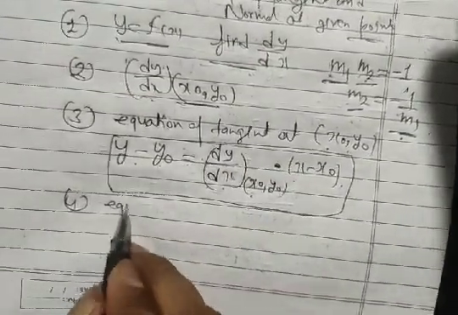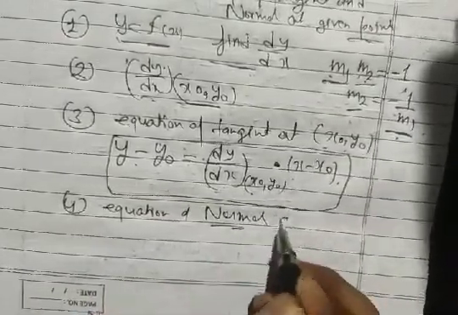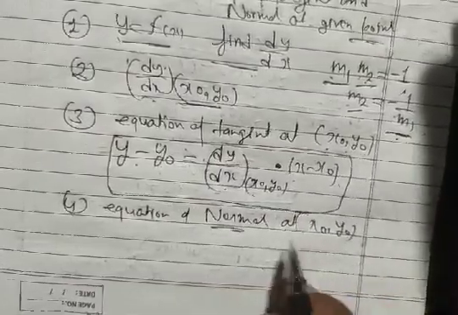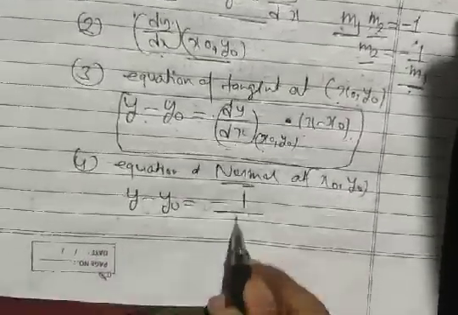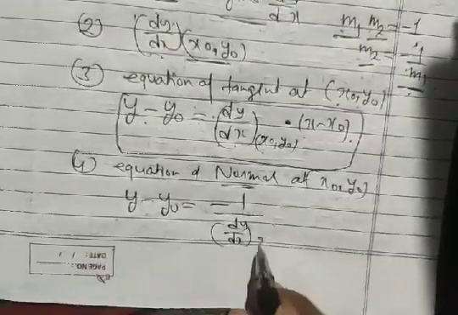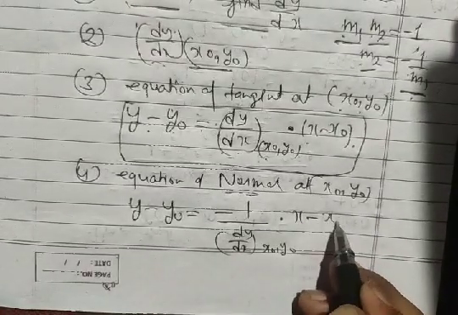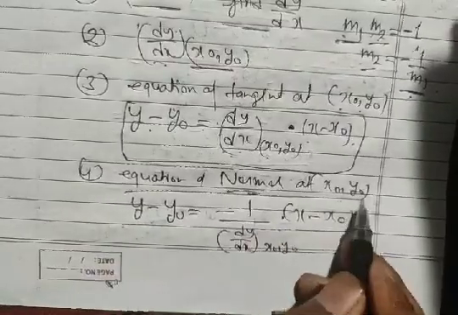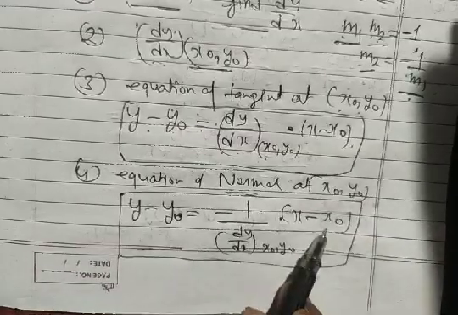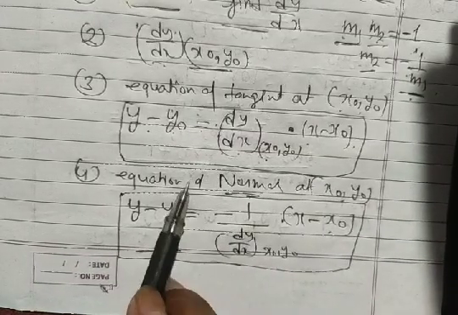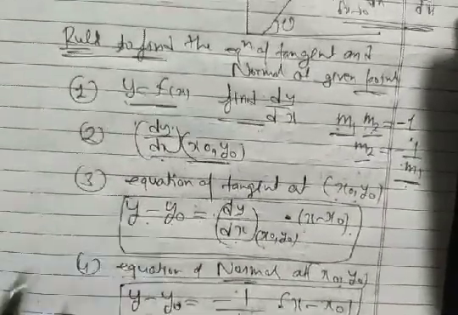Then to get the equation of normal at the point (x0, y0), we have y minus y0 equals minus 1 upon dy/dx at the point (x0, y0) into x minus x0. This represents our equation of normal. Here (x0, y0) is the given point where we have to find the equation of normal or tangent. These are our rules to find the equation of tangent or normal.